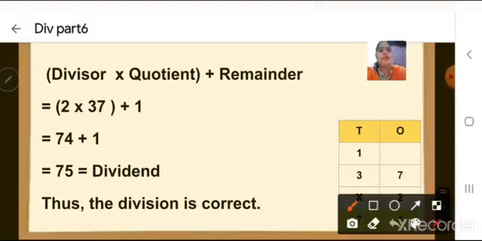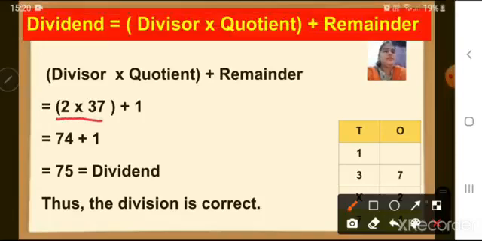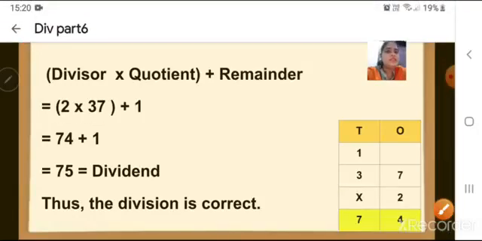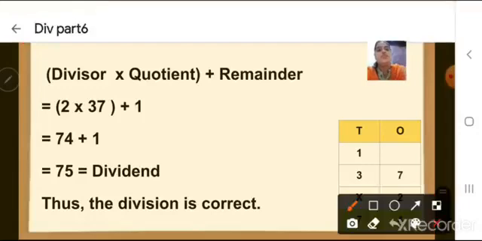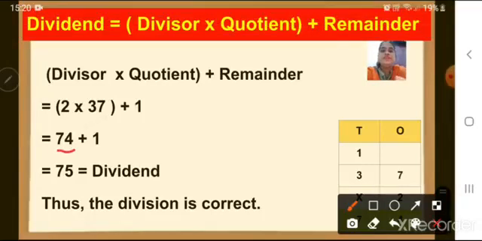First we have to multiply. 2 into 37. What is 2 into 37? See children, here multiplication I have done. 2 7s are 14, 2 3s are 6 plus 1 is 7. So 37 into 2 is equal to 74. Okay. So 74 plus 1. 74 plus 1 is equal to 75, which is equal to dividend. Yes children. So our division is correct as we have got 75 as our dividend.